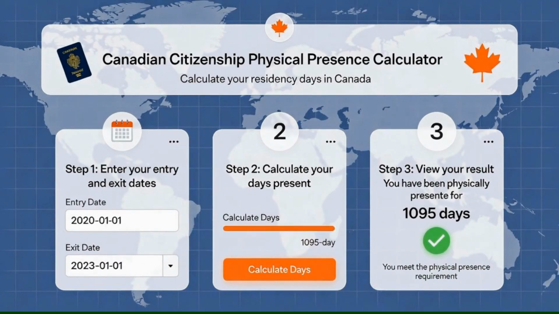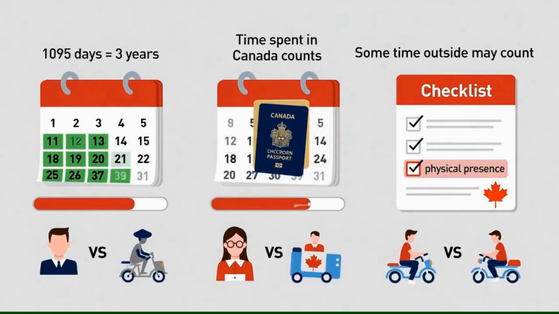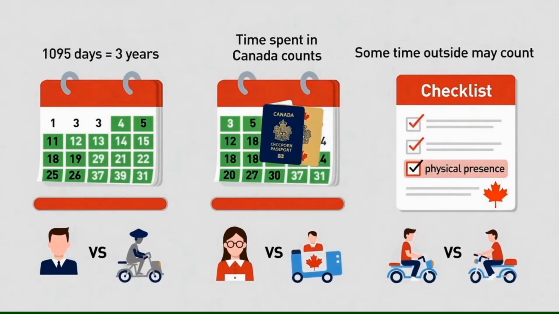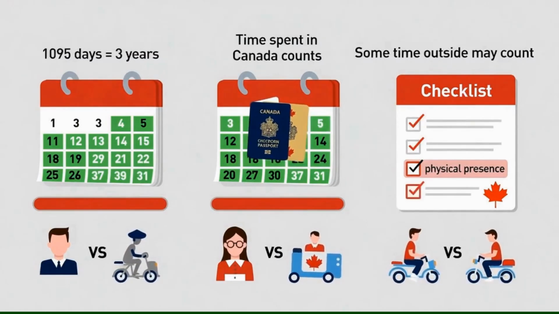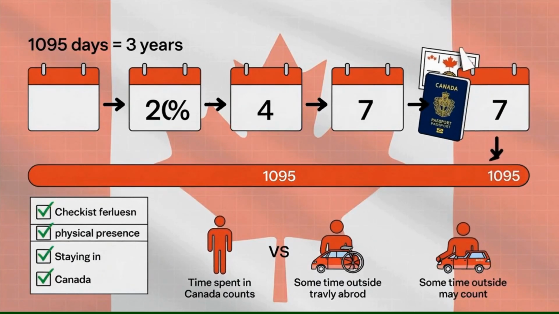If you are planning to apply for Canadian citizenship, one of the most important parts of your application is the physical presence calculation. Many people are eligible in every other way, but they get confused when it comes to counting their days correctly. And let me tell you something very important. This is not something you can guess. If your days are calculated incorrectly, your application can be delayed, questioned, or even returned.